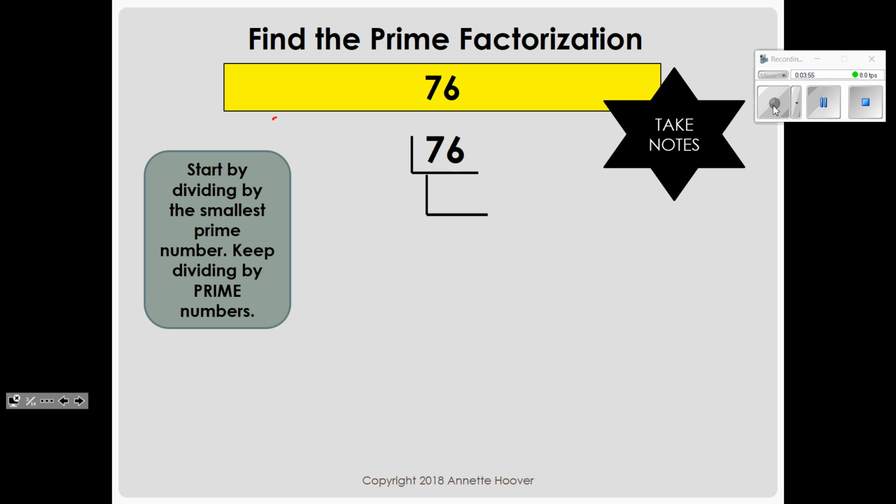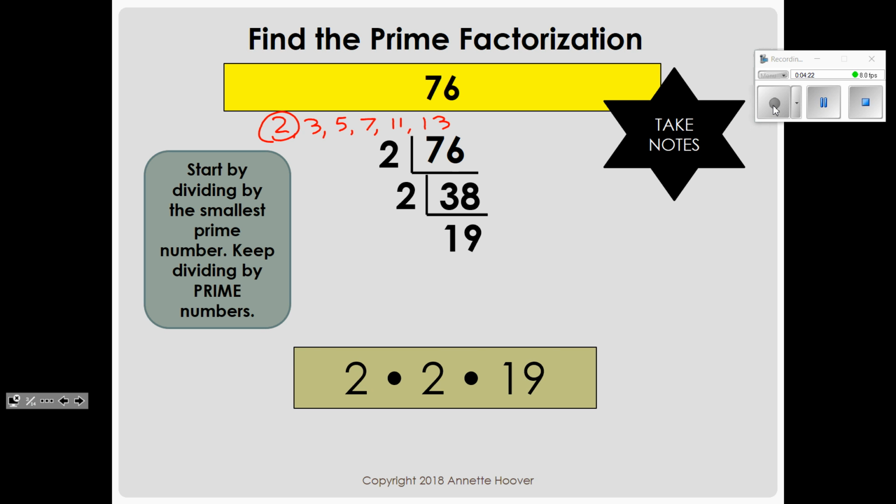Okay, remember our prime numbers 2, 3, 5, 7, 11, 13, and so forth. Always start with the smallest one, which is 2. Is 76 divisible by 2? It is. 76 divided by 2 is 38. Then you start over again with the prime number list. Is 38 divisible by 2? It is. That would be 19. And what we know about 19 is that it is a prime number. So the prime factorization for 76 would be 2 times 2 times 19. Or if we wrote it in exponential form, it would be 2 squared times 19.